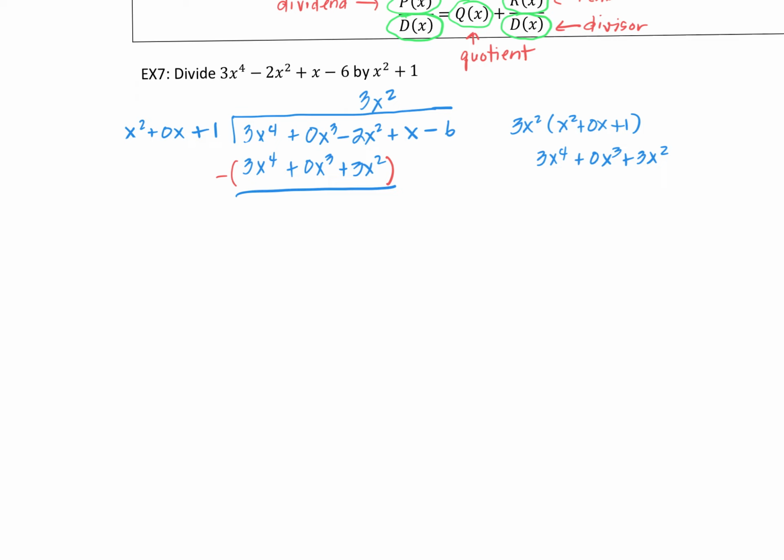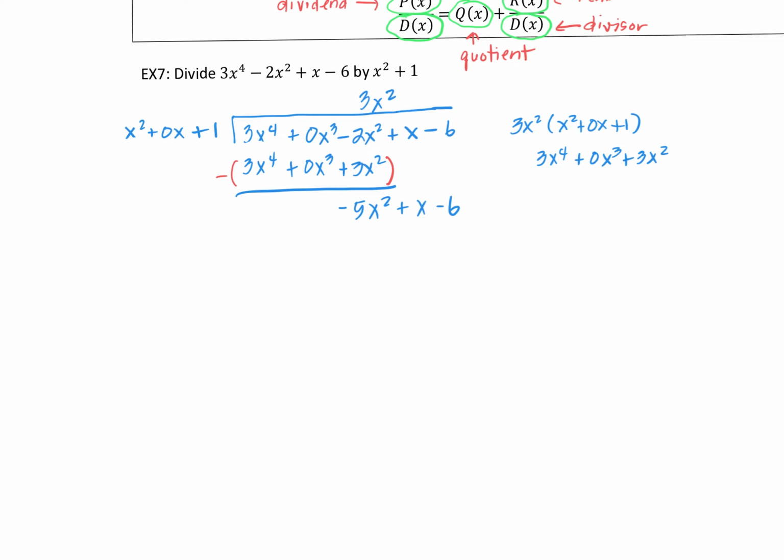When we subtract, a lot of stuff cancels. The 3x to the fourth minus 3x to the fourth is 0. 0x to the third minus 0x to the third is 0. So then negative 2x squared minus a 3x squared would be negative 5x squared. So when we bring down the next terms, the amount of terms we bring down has to match the amount of terms in our divisor d of x, which is 3. So we're going to bring down the plus x minus 6.